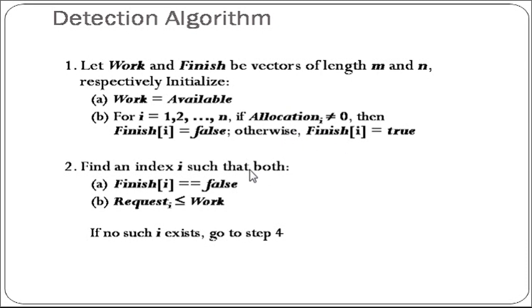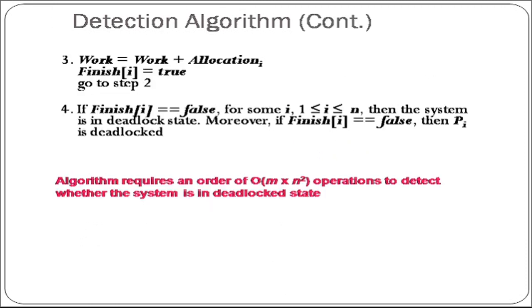Now find an index i such that both finish of i is equal to false and request is less than or equal to work. If no such i exists, then go to the next step: if finish of i is equal to false for some i, then the system is in a deadlock state. Otherwise, we update the variable work, that is work is equal to work plus allocation, and set the flag to true.